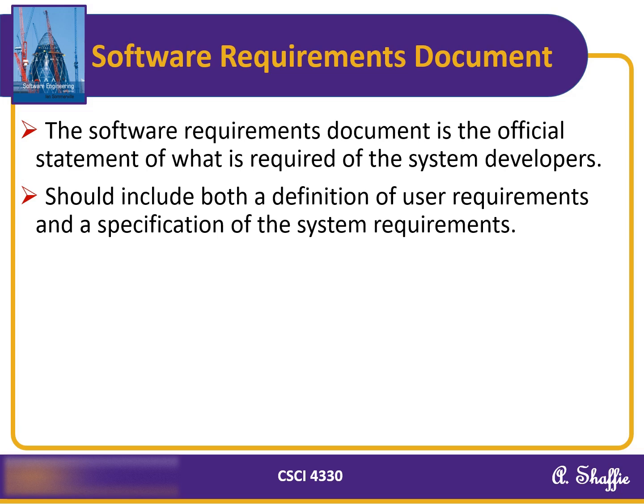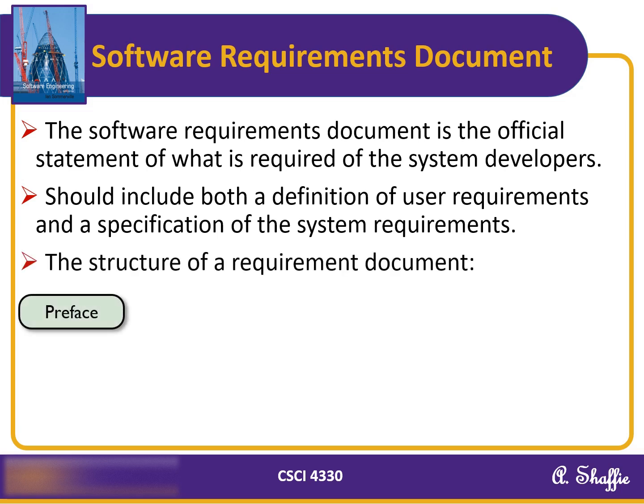The structure of the requirements document includes something like a preface. This should define the expected readership of the document and describe its version history, include a rationale for the creation of a new version if we have a new version, and a summary of the changes made in each version. We have the introduction section. This should describe the need for the system. It should briefly describe the system functions and explain how it will work with other systems.